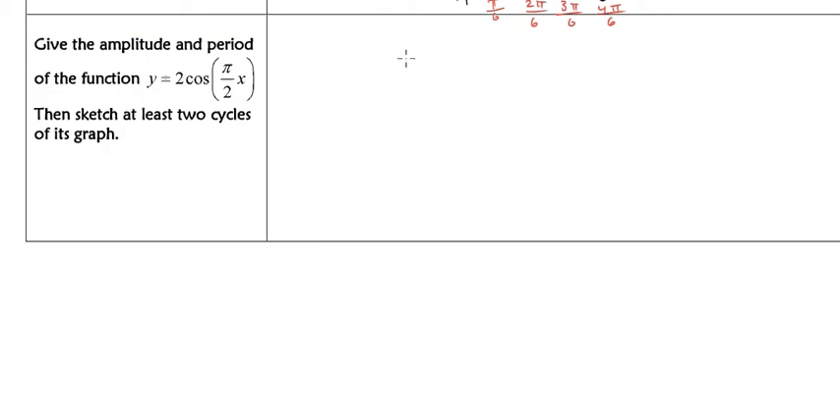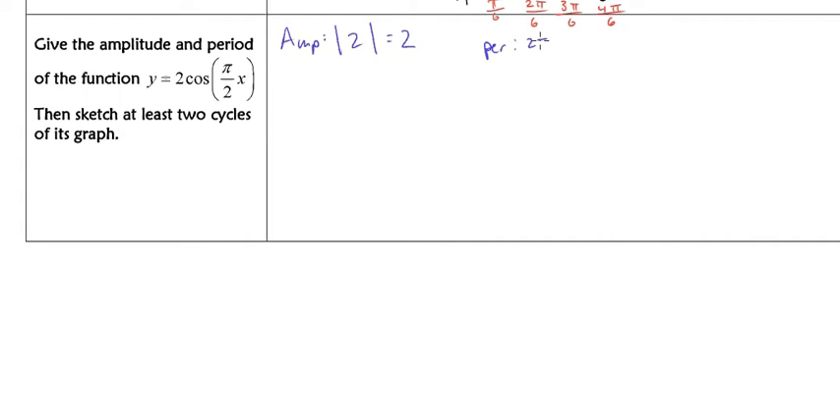Give the amplitude and period of the function y equals 2 times the cosine of pi over 2 times x, or pi divided by 2 times x. So here we go. Our amplitude, again, is the absolute value of a, which for us is 2, so our amplitude is 2. The period is going to be the original period, and we're given pi, so we should probably use radians here.